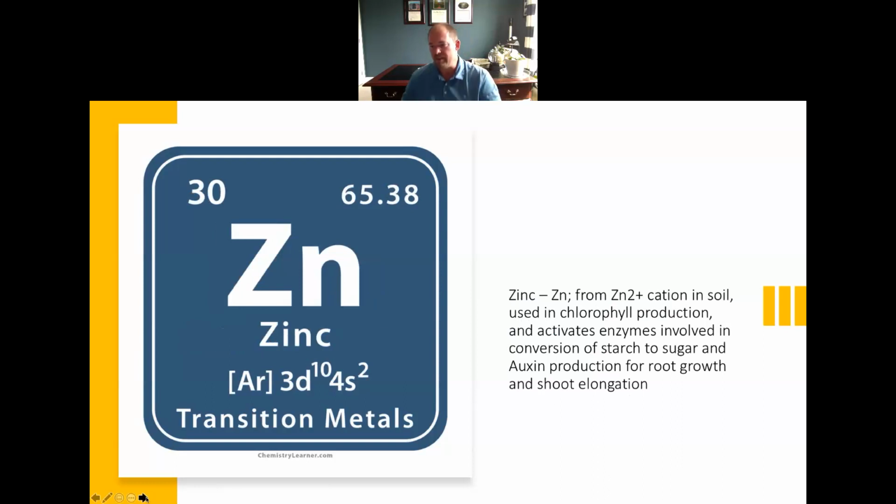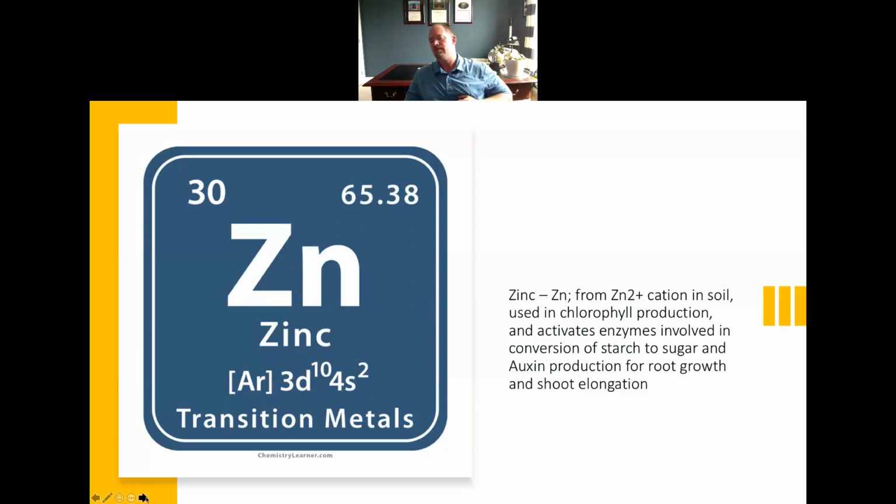Next one is going to be zinc. Zinc is available to the plant in a cationic form. It comes to the plant from the soil, and is used primarily in chlorophyll production. It also is the active member of many enzymes involved in the conversion of starch to sugar and auxin production for root growth and shoot elongation. So molybdenum plays a role in basically all the hormones inside the plant, but zinc is specifically for auxin synthesis.